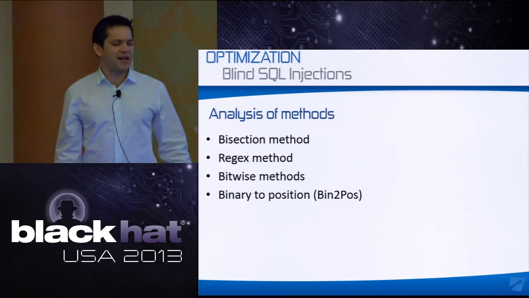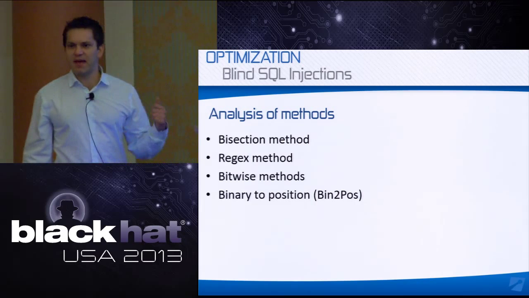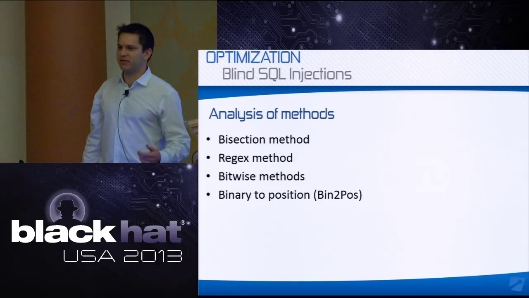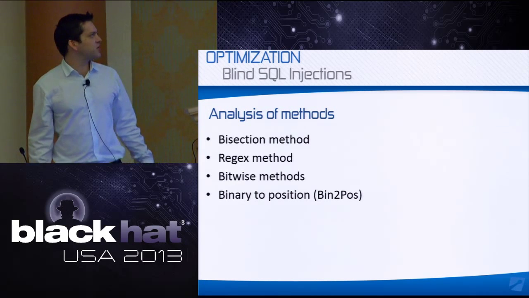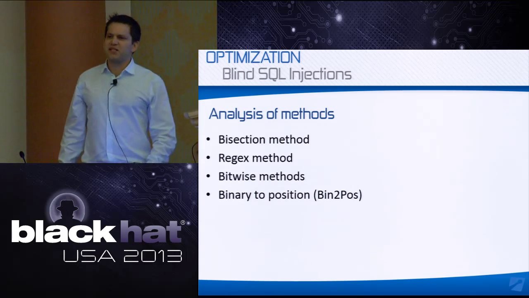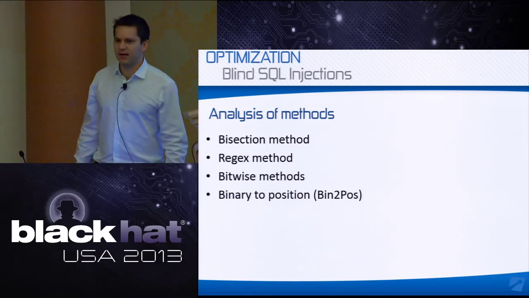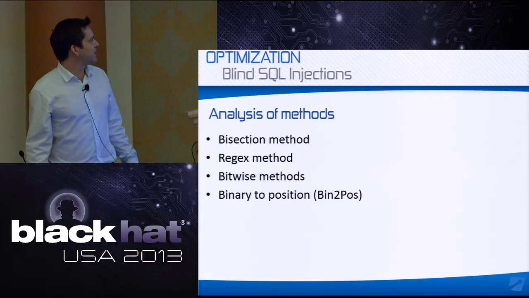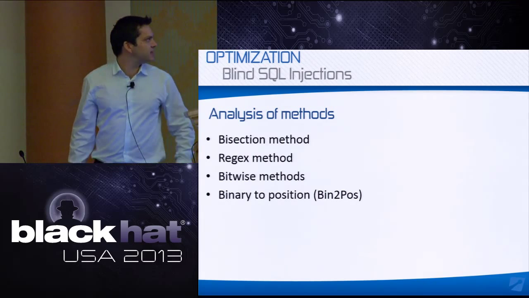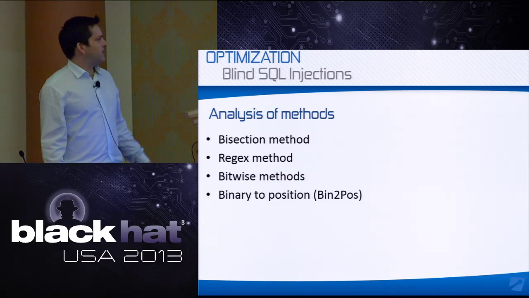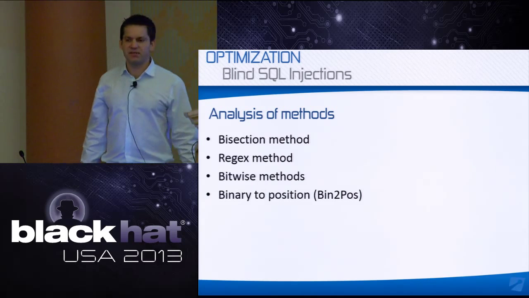So some of the methods we'll be analyzing is the traditional bisection method. This is the most common method when extracting information from a database through a blind SQL injection. The bisection method is also known as the binary search algorithm for computer scientists out there. So it's essentially the same thing. We'll look at a regex method, some bitwise operator methods, and finally a method that I invented, which I like to call binary to position.